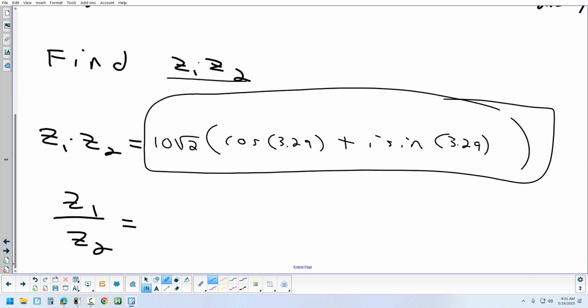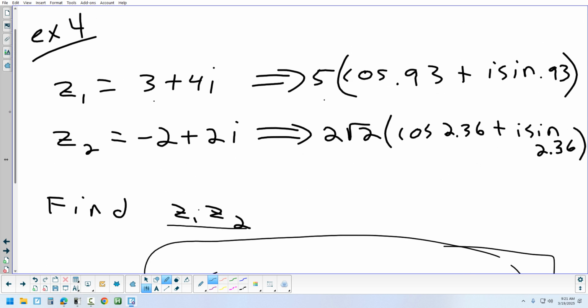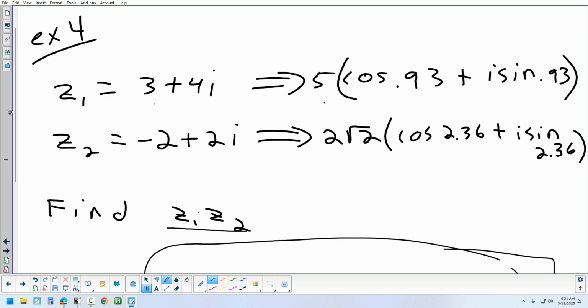Okay, and division, I'm not going to do this division problem because I did a different division problem with you already. If you were going to do division, what would you do with your two radii? Divide them. And what would you do with your two angles? Subtract them.